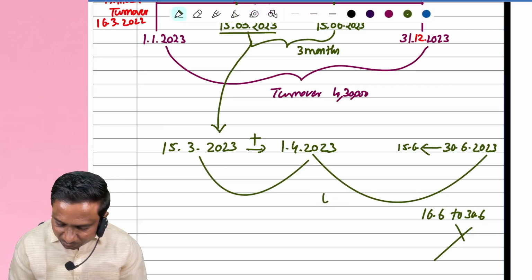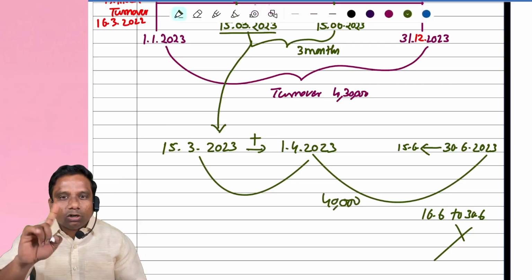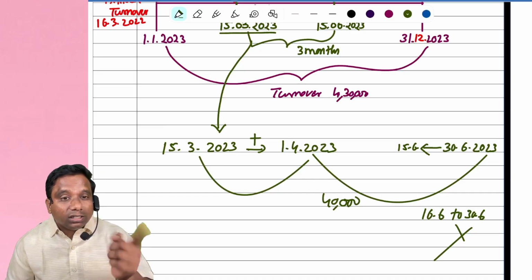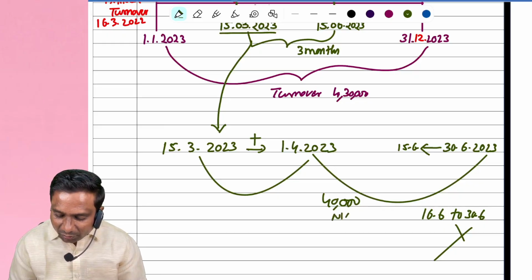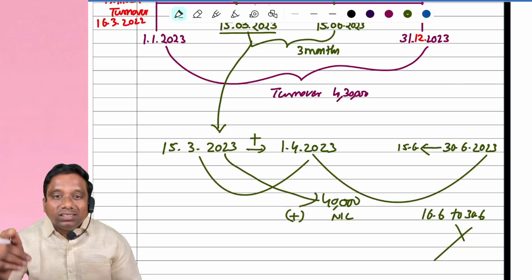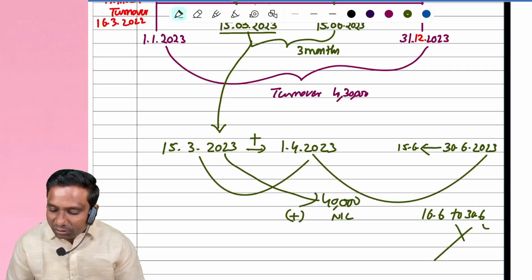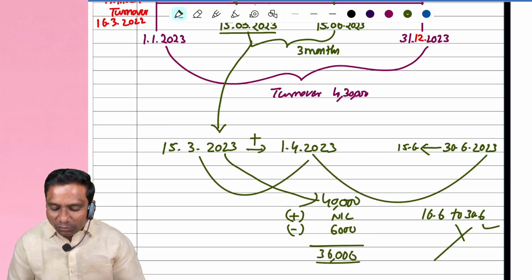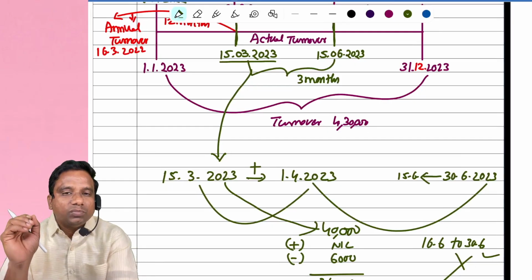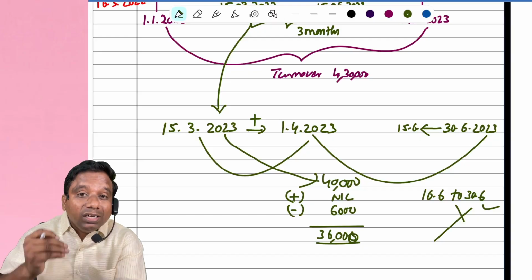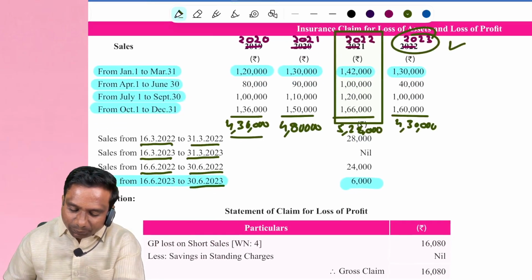40,000 sales. How much is sales for this quarter? 40,000. And what is the sales from 16/3/2023 to 31/3/2023? Nil. Now what is the sales from 16/6 to 30/6/2023? 6,000, minus. So what is my actual sales during this period? Business disruption period is 36,000. This is how we calculate actual sales indirectly.